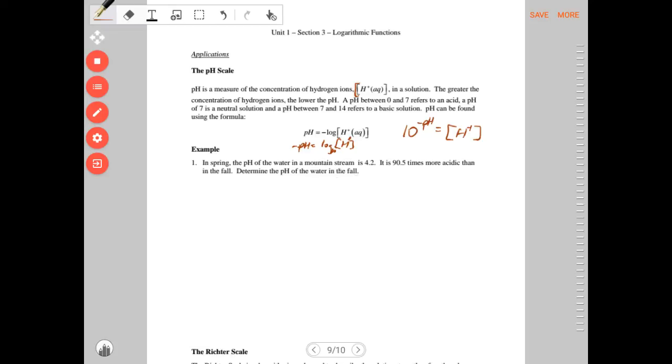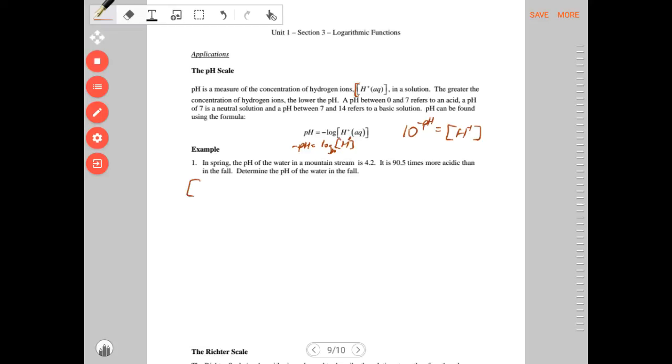Okay, so just to get a handle on these things, if I'm less acidic in the fall, the pH should be higher. Okay, so it's a nice little connection to make, because you can kind of check your answers later. Because if you get a pH of less than 4.2, you are more acidic, and you've messed it up somewhere. Okay, so tell you what, if the pH of the water is 4.2 in spring, and that is 90.5 times more acidic, we can write it like this.